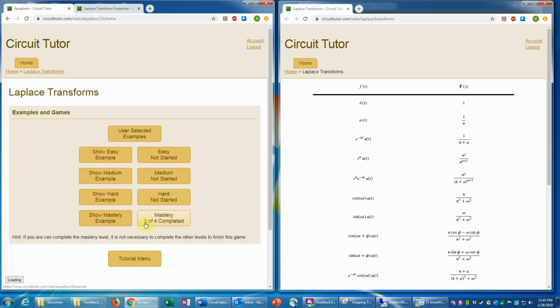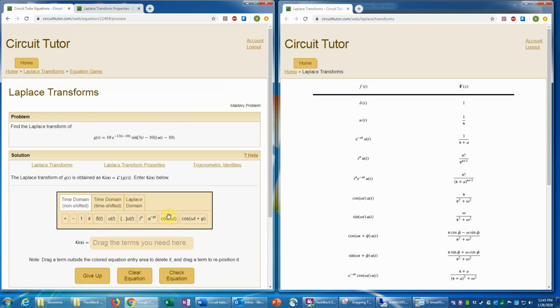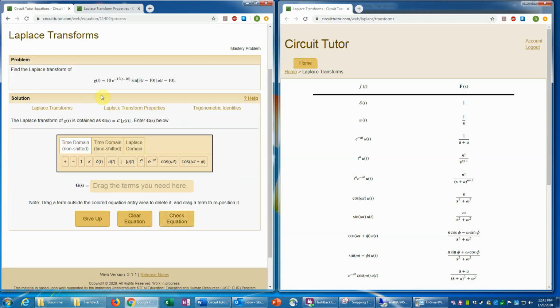So let's then do the last problem on the mastery level. And this time, we see that we have something a little bit more complicated. Now we have a constant times a decaying exponential that has been time shifted by 10 seconds. And then there's also a factor of a sine function, which has also been shifted by 10 seconds, and the unit step function. So again, you see everything here has been shifted by 10 seconds.